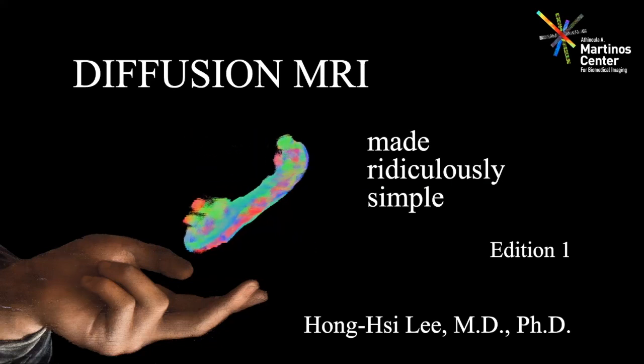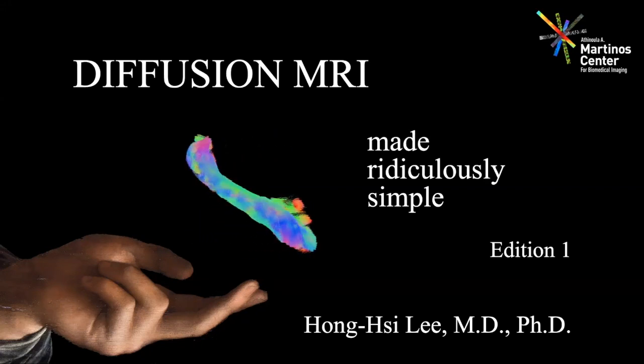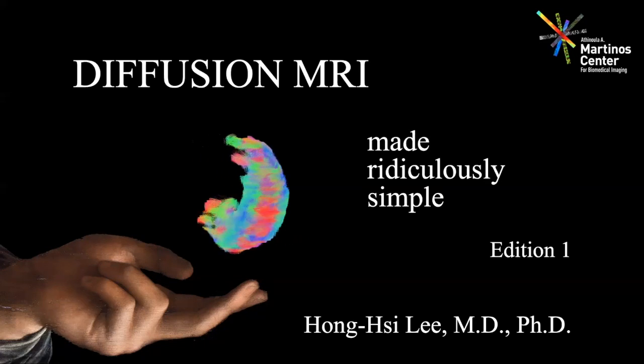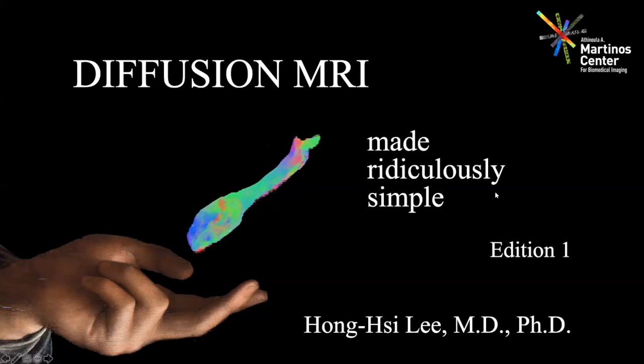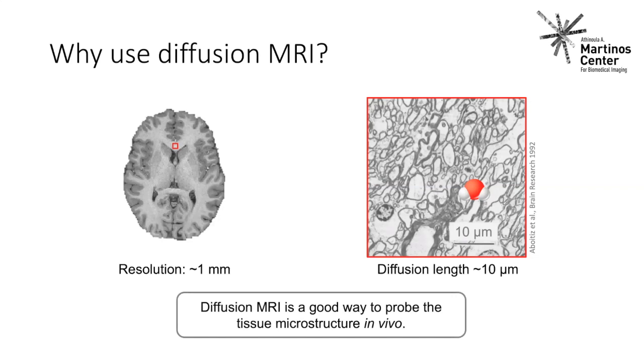So today I will talk about diffusion MRI. Here we show the tractography result of the hippocampus. It looks pretty nice, right? So the first question is, why do we use diffusion MRI? That's because in MRI, the voxel size or resolution is about 1 millimeter. But at clinical diffusion time, the diffusion length of a water molecule is about 10 microns. It's consistent with the tissue microstructure. So diffusion MRI is a good way to probe the tissue microstructure in vivo.